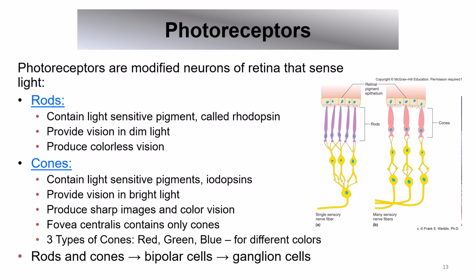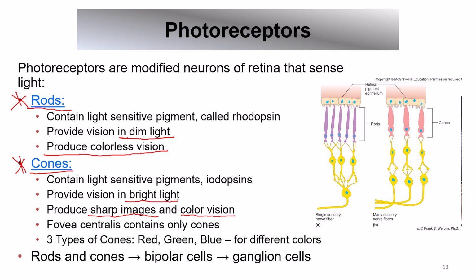With the photoreceptors, know that there are two types. The rods have the special pigment called rhodopsin. They are activated in dim light, and they produce colorless vision, black and white vision. But they also give us peripheral vision. Versus cones, they have the pigment called iodopsin. Know that they are activated in bright light. So they give us more sharp images and color vision.